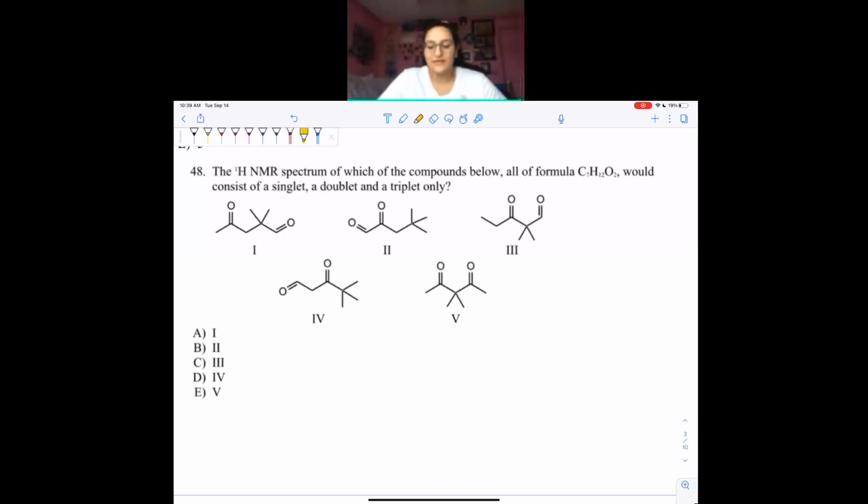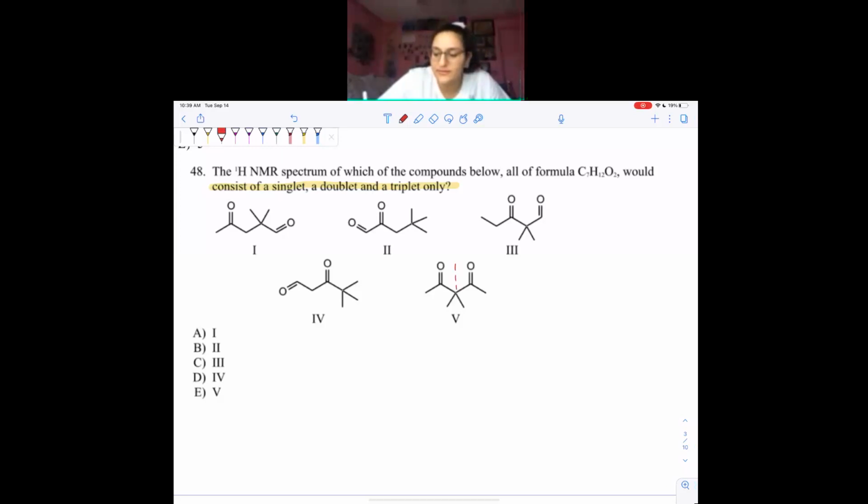Okay, so he could give you like a bajillion questions similar to this one. The biggest thing you have to take away from it is it consists of a singlet, a doublet, and a triplet only. So we're going to go through these and figure out which one has only 3 signals, and they have to be a singlet, a doublet, and a triplet. So 3 signals doesn't sound like a lot. I'm going to start with the one that has the most symmetry.